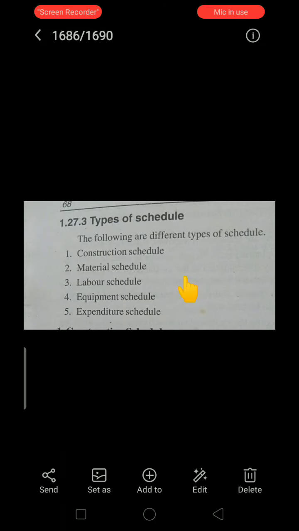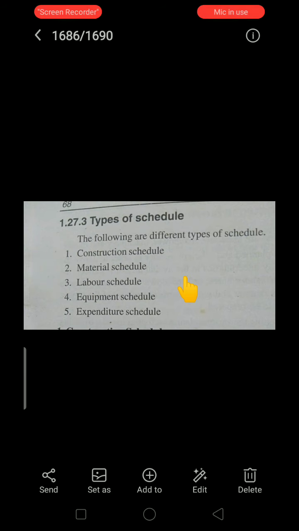So in today's video we are going to see scheduling, different types of schedules. A schedule is a mechanical process for setting the various planned activities by fixing the starting and finishing date of each part of an activity.